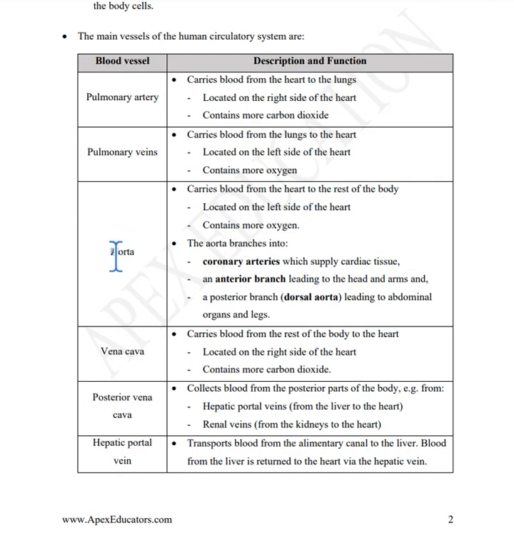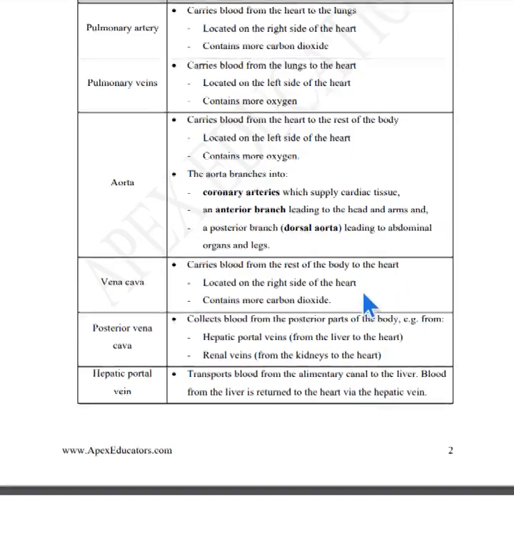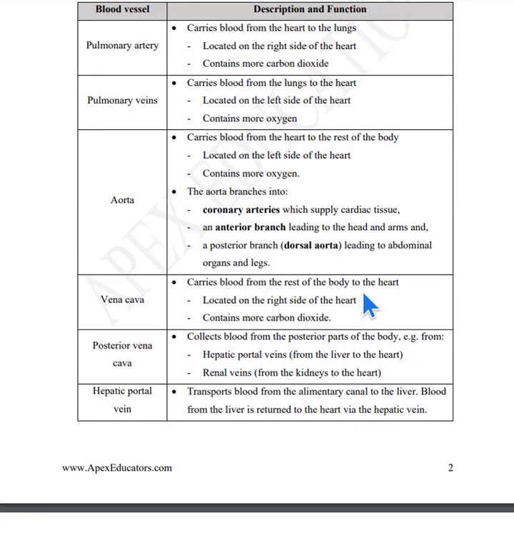Okay, you also need to tell me what's aorta. Aorta is like the coronary artery and the anterior branch leading to the head and arms, as well as the posterior branch. This one you don't need to know. This one is only covered in G3. Okay, G3 pure. The next one is vena cava.